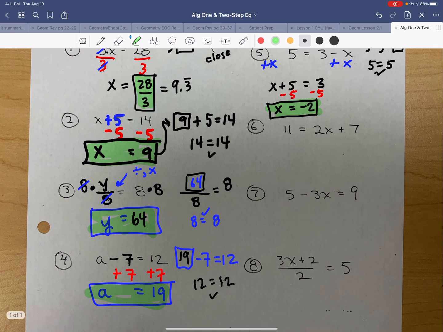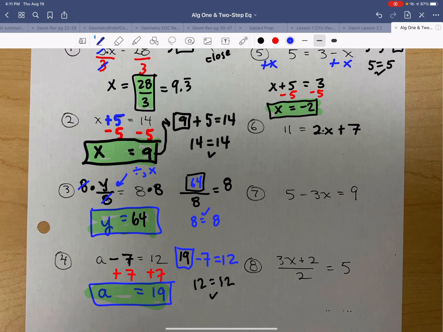Question number 6. I see 2 things happening to the x. The x is being multiplied by 2, right? And it's been added to 7. So we say, if I cover this up, I'd know what was there, right? 11 has to equal 4 plus 7. So I know this clump of stuff needs to equal 4. That's one way to answer the question.